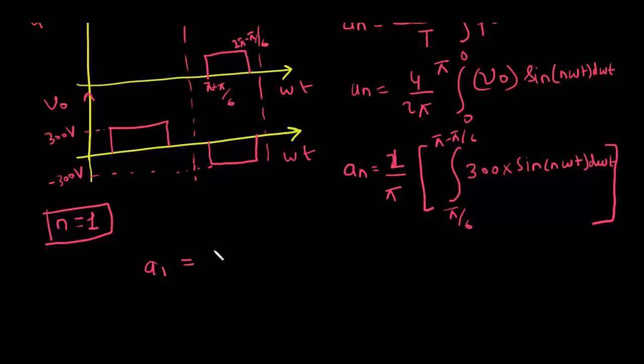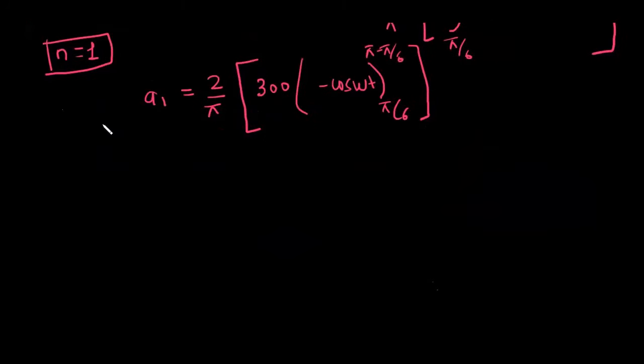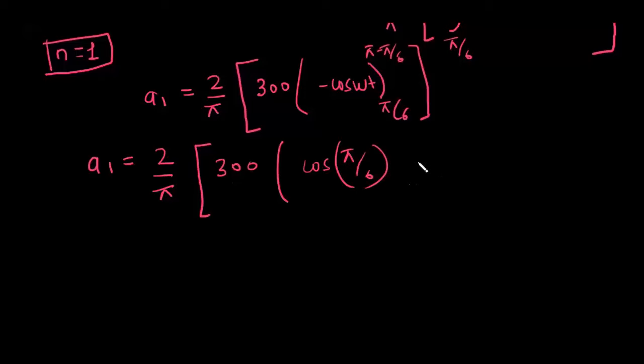So a1 is equal to 2 by pi, 300 you can take out of the integral. The integral of sine omega t is equal to minus cos omega t. The limit will be pi by 6 to pi minus pi by 6. We can write a1 as 2 by pi, cos of pi by 6.